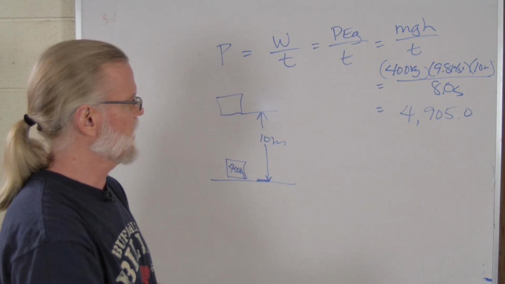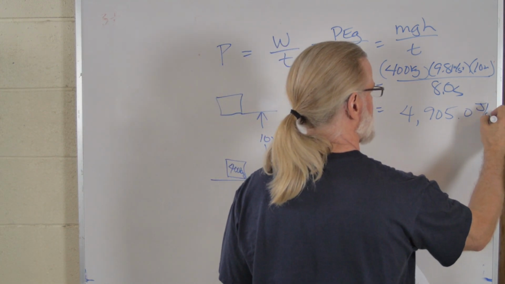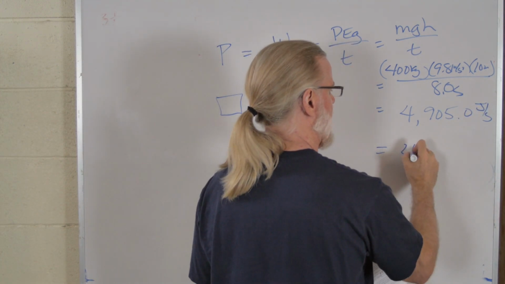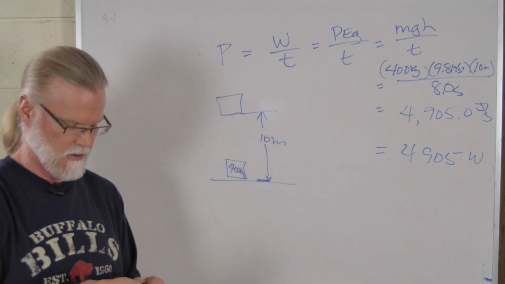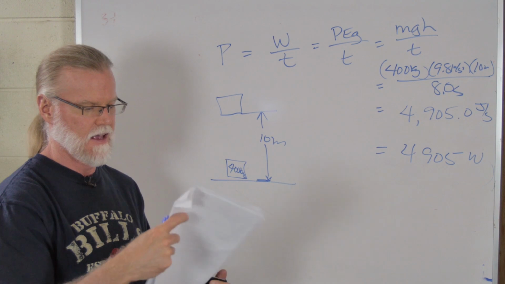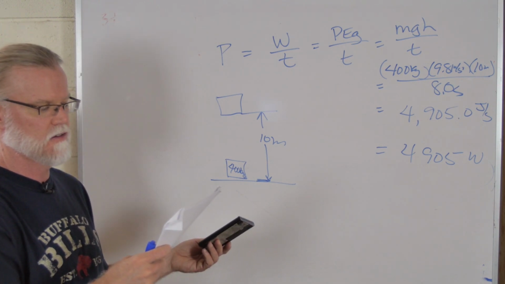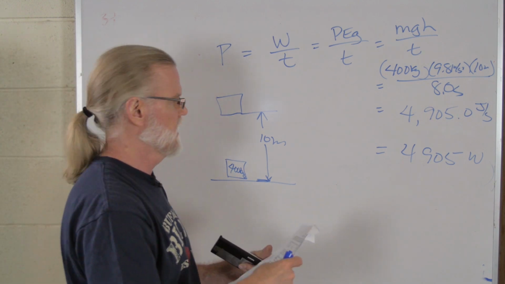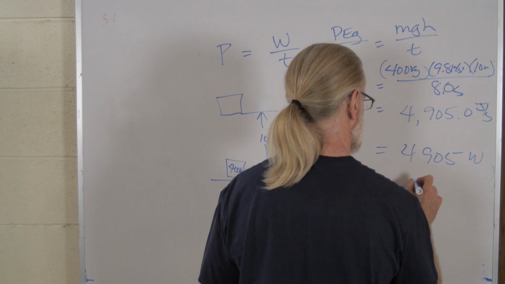And it's 4,905. This would be joules per second or watts. Watts are probably a better unit. Which one is that? It's going to be two significant figures. So it looks like 4.9 times 10 to the 3 watts. Choice 3.